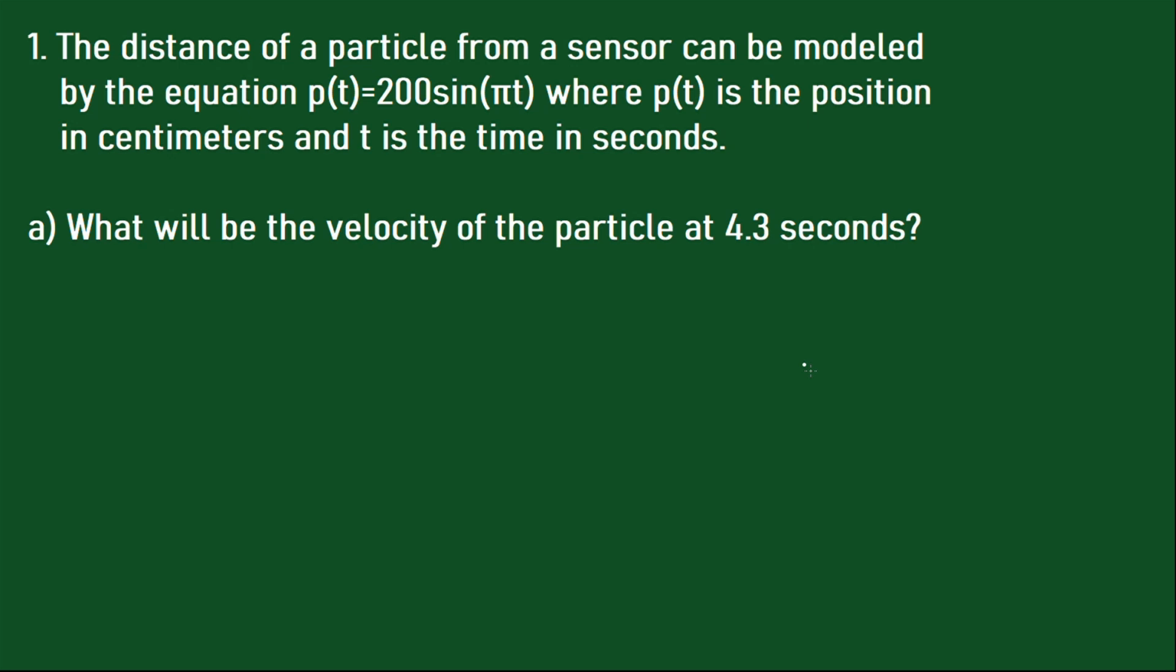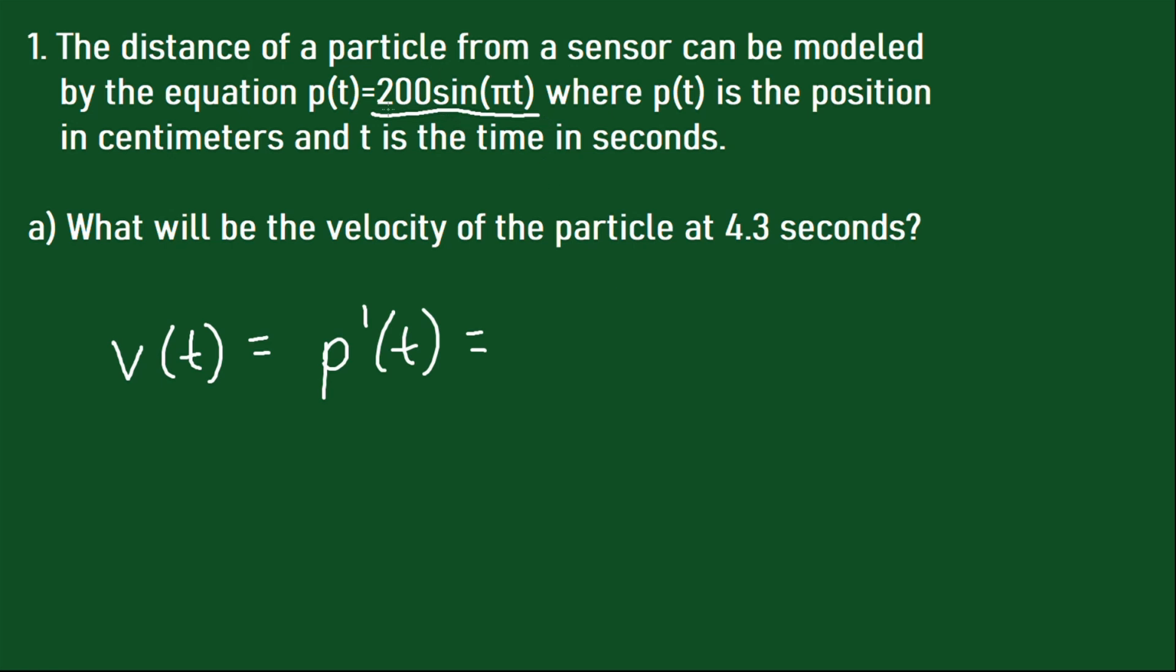So what we're given is the position-time equation. And if you've taken a physics course, you already know this. But if you take the derivative of a position equation, what you'll get is the velocity equation. So we can say that the velocity equation, v(t), is equal to the derivative of p(t). So how do we take the derivative of this equation here?